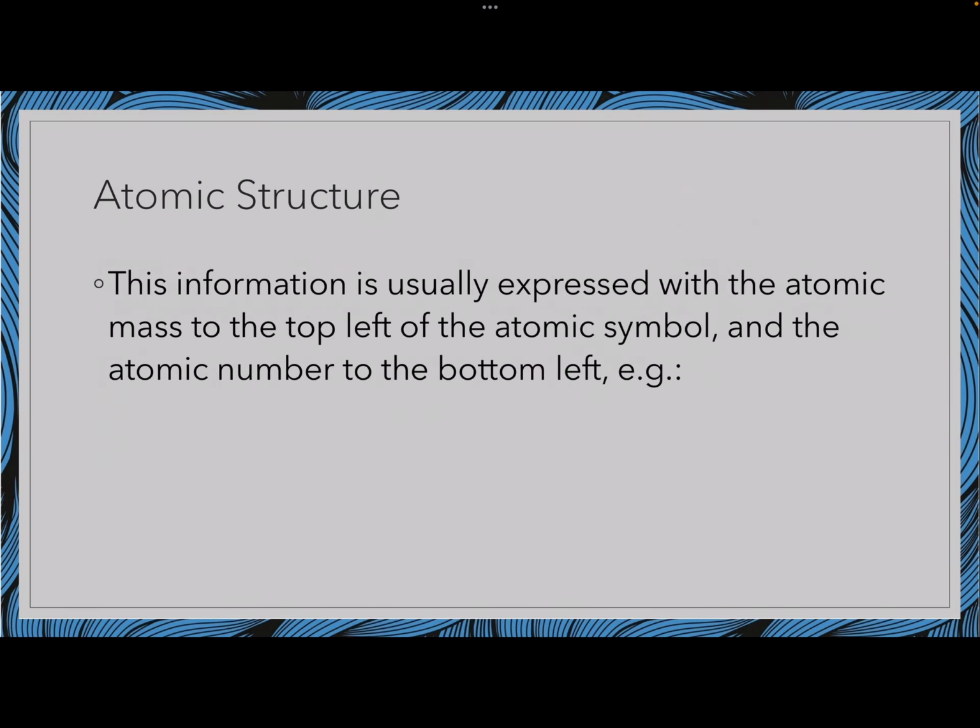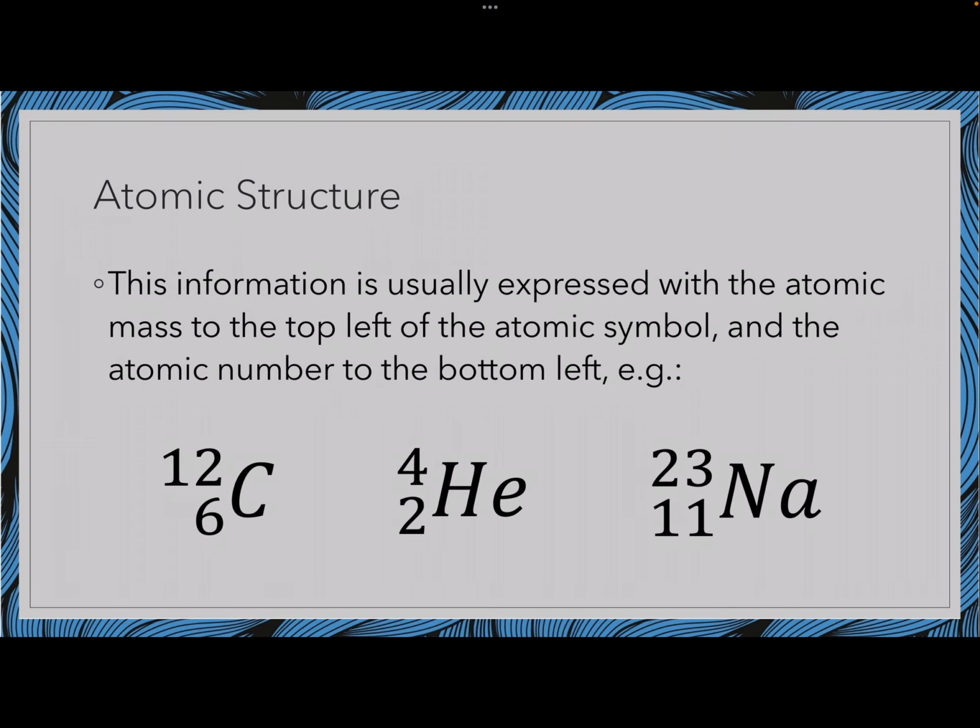Now, this information is usually expressed with the atomic mass at the top left of the atomic symbol and the atomic number to the bottom left. So we have some examples here. With carbon, we've got the atomic number of 6, the atomic mass of 12. Helium, atomic number 2, atomic mass 4. And sodium with an atomic number of 11 and a mass number of 23.